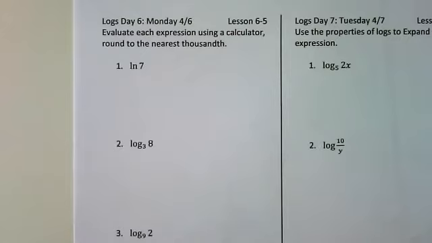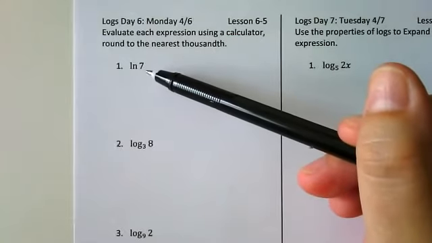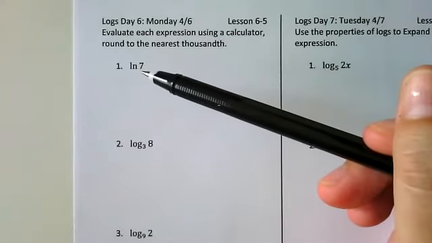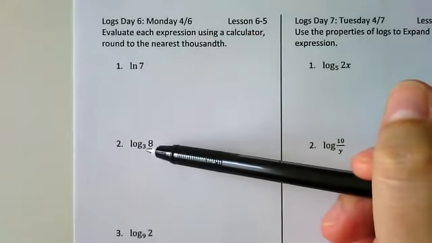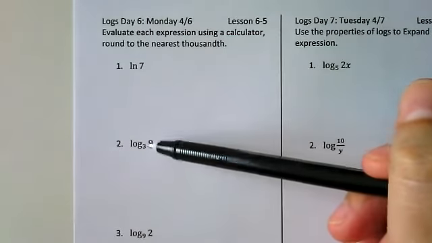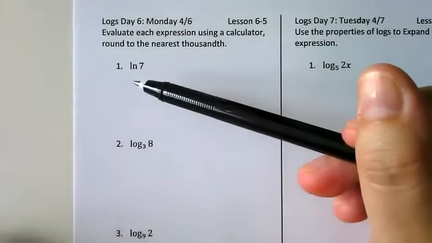For some of these, you can just type them straight into your calculator because there is no base. Like for this one, it's just a natural log of 7. So we can just type that right into our calculator. The only time we have to use the change of base formula is like for question number 2 when it has a different base down here. For natural log, there's no base written, so we can just plug that right into our calculator.